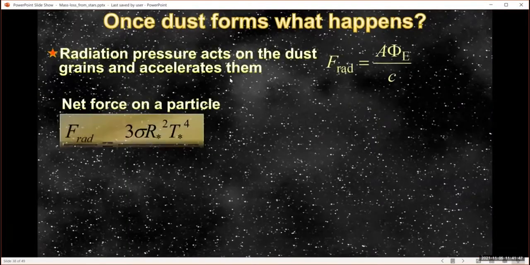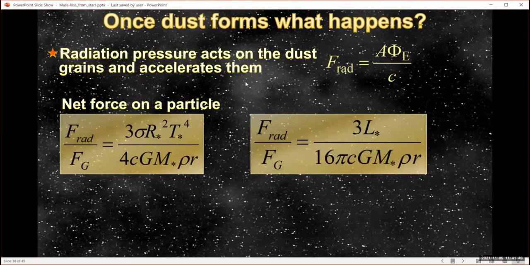We've formed some dust and radiation pressure is going to act on it. So remember, in a previous video, we talked about radiation pressure. Basically, I've got here the flux of light from the star, this is the cross-sectional area, and this is the speed of light. And so I've got a force of radiation on my dust grains.